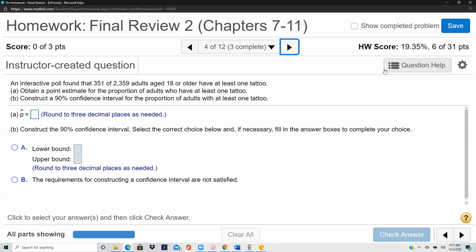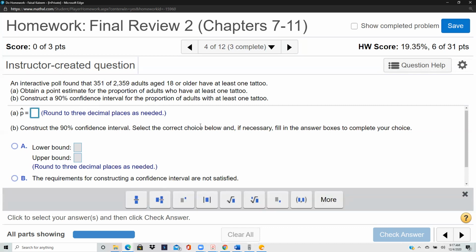Wouldn't we just divide? Divide, right? What by what? 351 by 2,359. It's because it's this many out of this many who have the tattoo. So 351 divided by 2359, what do we get? 0.149.